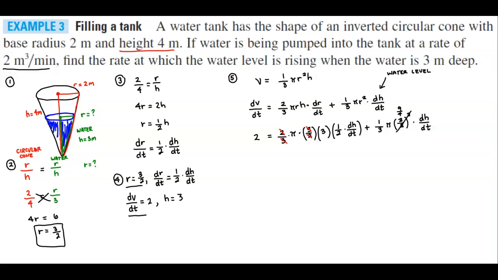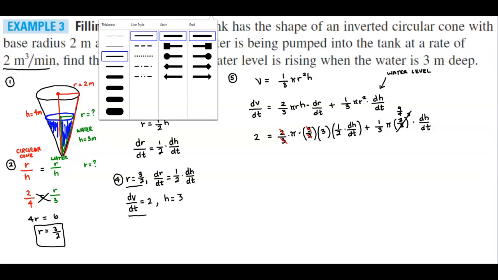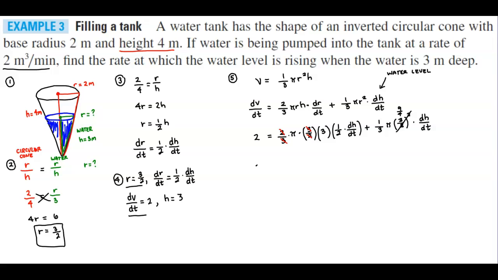So what do we know about that? When we multiply that out, we're going to be able to simplify. So let's go ahead and do that. So we have 2, which is equal to 3 times 1/2, which is 3/2, and that's pi times dh over dt, plus we can simplify that a little further. So we know that this 3 goes into 9 3 times. So we have pi times 3/4. So we have 3/4 pi times dh over dt.